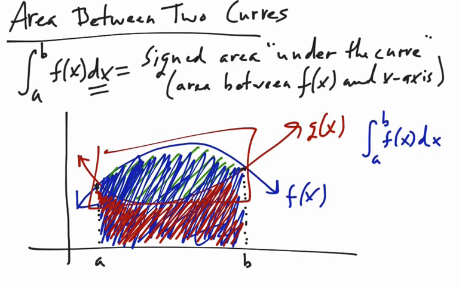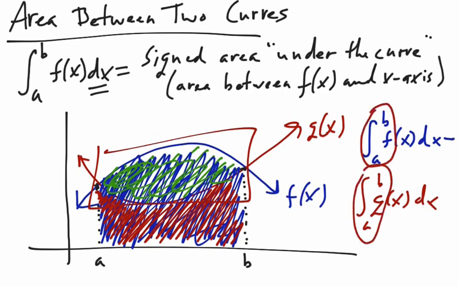So the idea here is that the original green region, which we started with, will be equal to the integral of f of x from a to b minus the integral of g of x dx from a to b. Notice that we have the same limits of integration. Because we have the same limits of integration, we can rewrite this equation as the integral from a to b of f of x minus g of x dx. And this is the area between two curves.